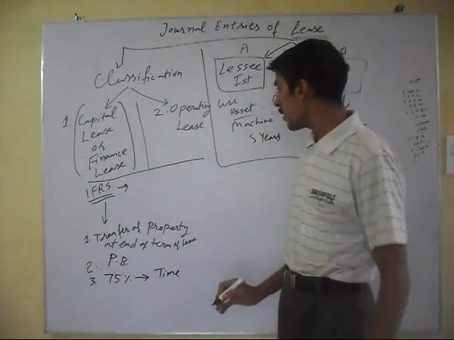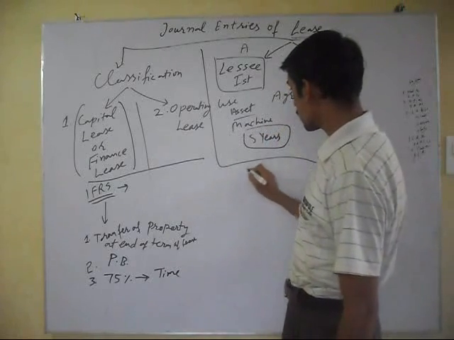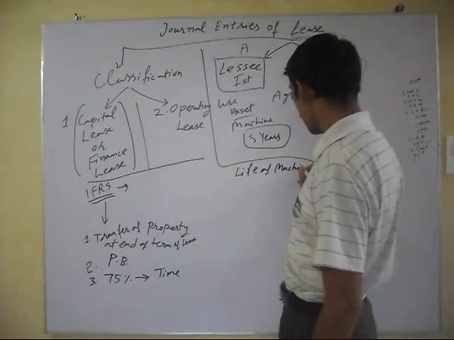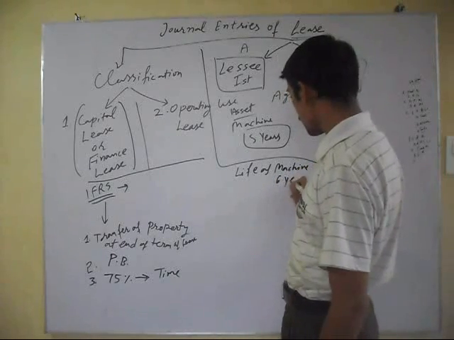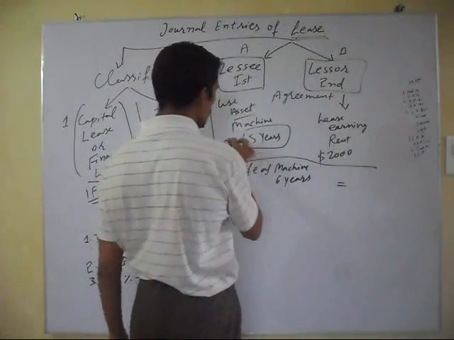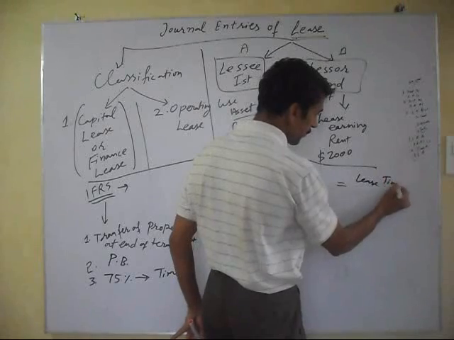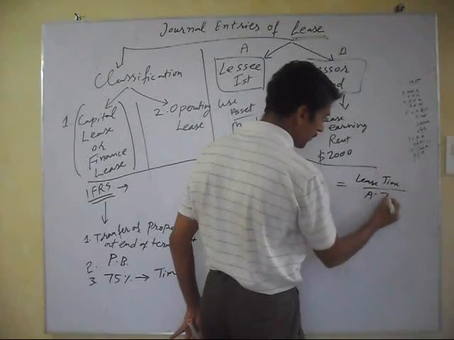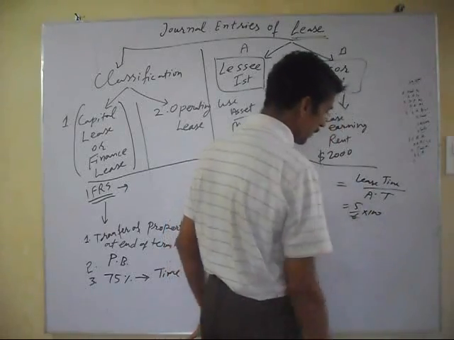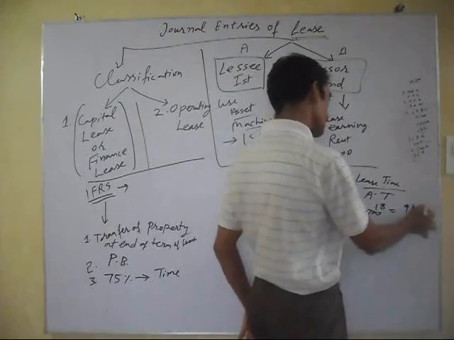Suppose the life of the machine is 6 years. So 5 years is the lease time, the active time. 5/6 into 100 is about 83%, so this is about 90%.